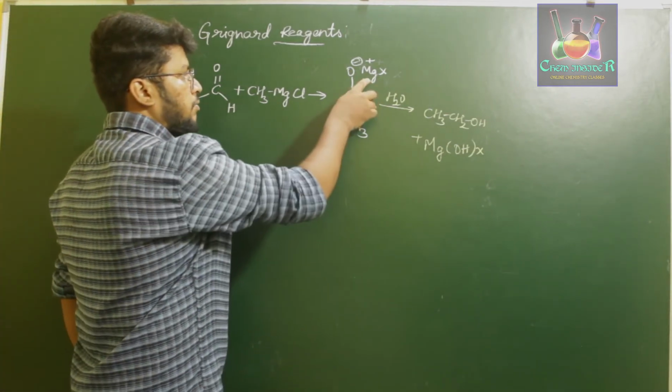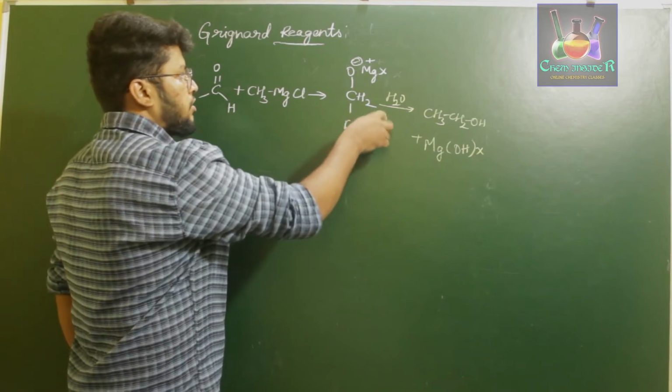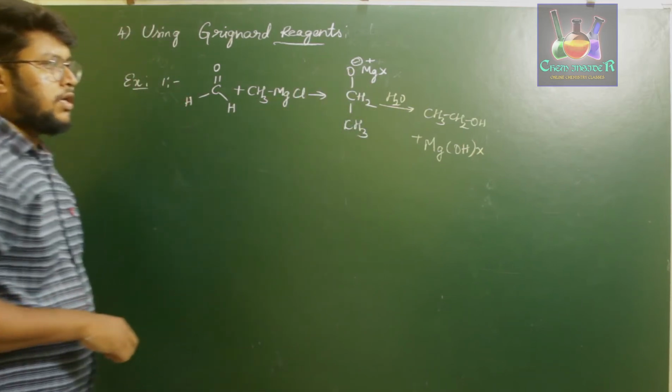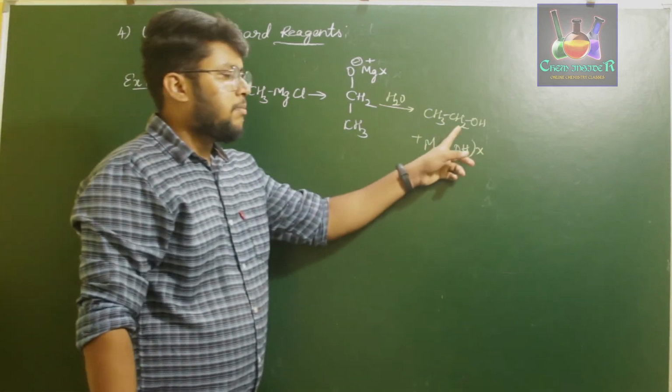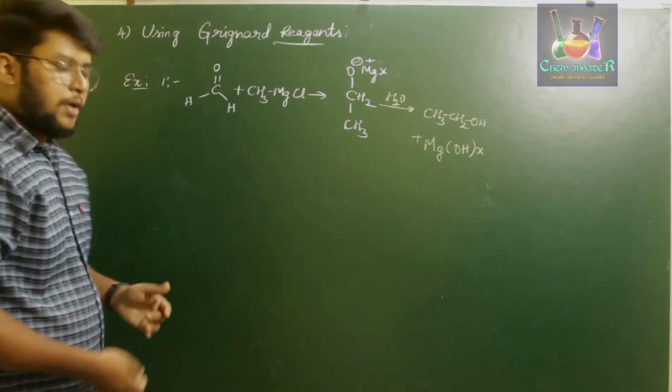So if you observe here, the water molecule breaks down to H plus and OH minus ion. OH minus ion will be taken by MgX and hydrogen ion will be taken by the O molecule, giving us alcohol. So if you consider over here, this is a primary alcohol. This is an example for primary alcohol.